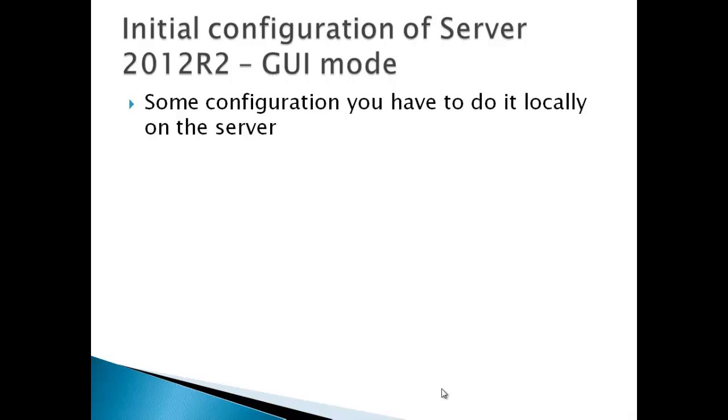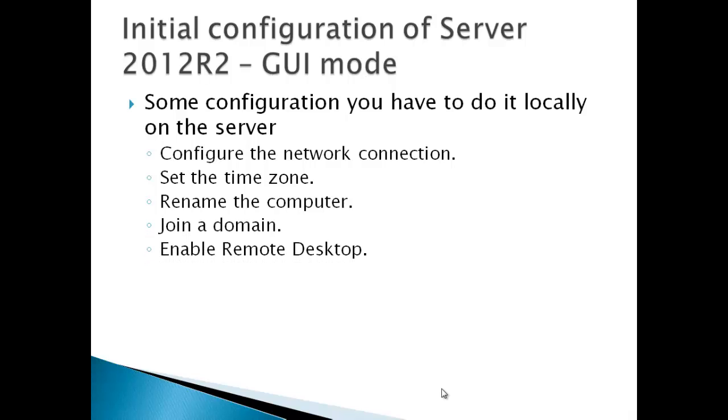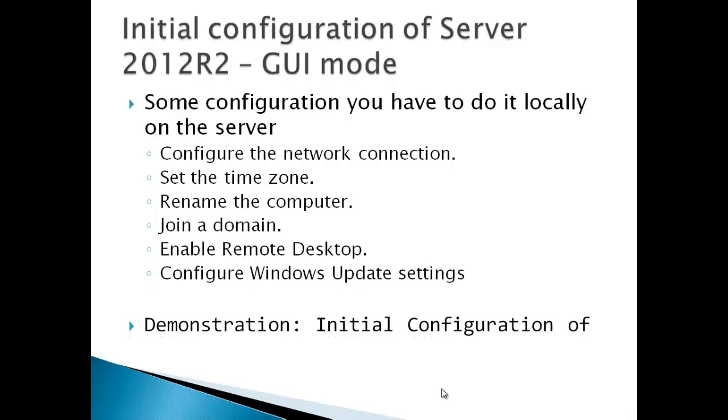After you do the installation, you have to do some initial configuration, and some of the configuration you have to do locally on the server. These configurations are the network connection, the IP address, gateway, DNS, and all that. Then we have to set up the time zone, rename the computer, join it to a domain, enable remote desktop, and configure Windows Update settings.